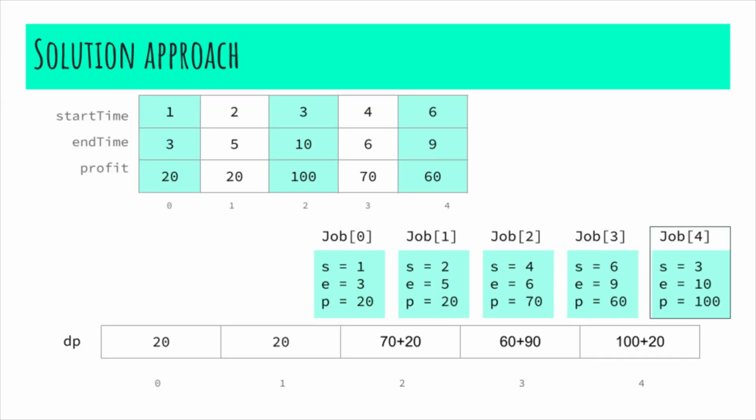At last, I am going to pick the fifth job and perform binary search within the first 4 objects of job.